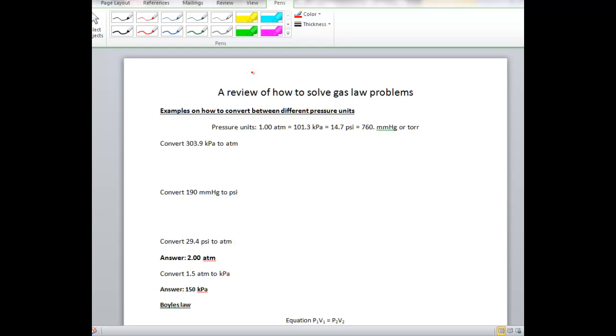What we see here is all of these are related or equal to one another, meaning 1 atmosphere is equal to 101.3 kilopascals. 760 millimeters of mercury is equal to 14.7 psi. So we set up a domino or factor labeling equation to solve for the unit that we want.